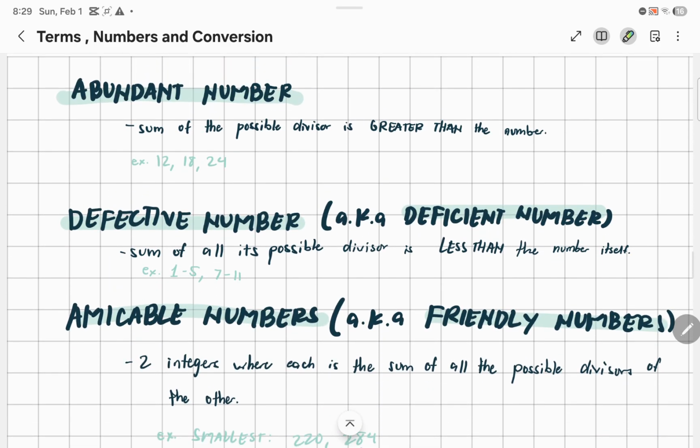Next, we have abundant numbers. These are numbers whose sum of the possible divisors exceeds the number.